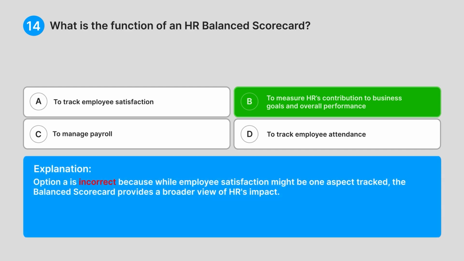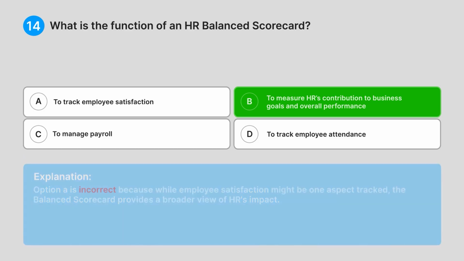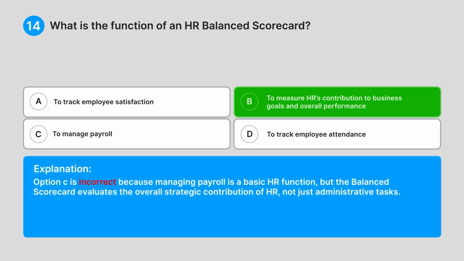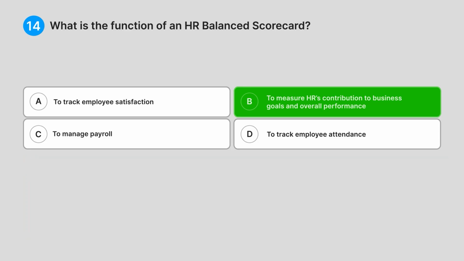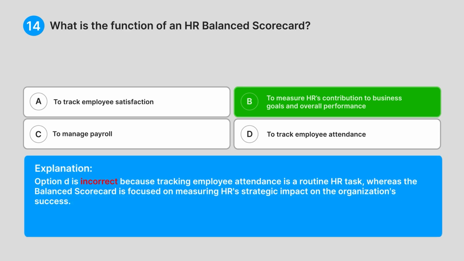Option A is incorrect because while employee satisfaction might be one aspect tracked, the balanced scorecard provides a broader view of HR's impact. Option C is incorrect because managing payroll is a basic HR function, but the balanced scorecard evaluates the overall strategic contribution of HR, not just administrative tasks. Option D is incorrect because tracking employee attendance is a routine HR task, whereas the balanced scorecard is focused on measuring HR's strategic impact on the organization's success.